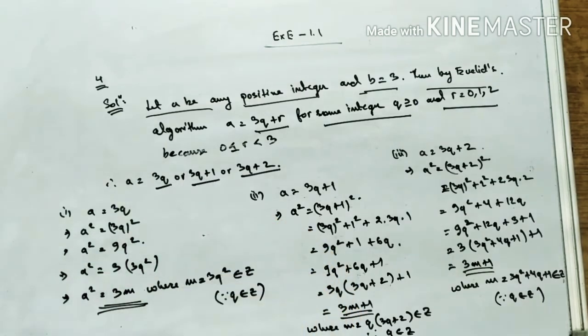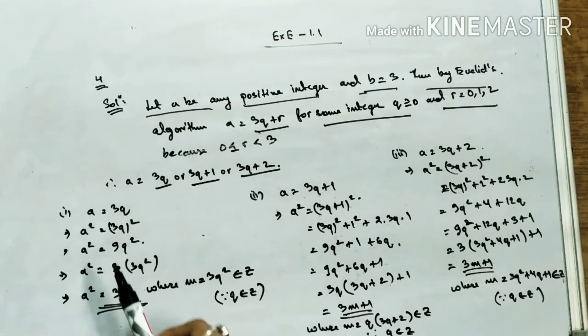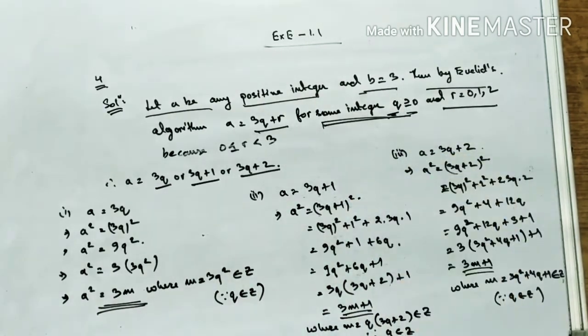I have to show that the square of a positive integer is either of the form 3m or 3m plus 1. Understand? That is what the question is asking. So therefore when a value is 3q, then squaring both sides, a square I can write as 3 into 3q square. So a square will become 3m, where m value is 3q square. It belongs to Z. That means m is an integer. Understand? Or you can say that 3q square is an integer. Why is 3q square an integer? Because q is an integer. We have already said, for some integer q greater than or equal to 0.